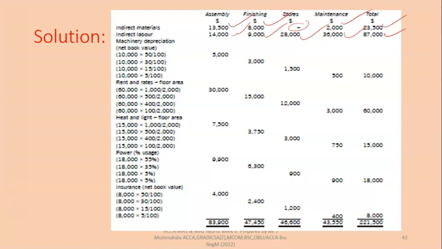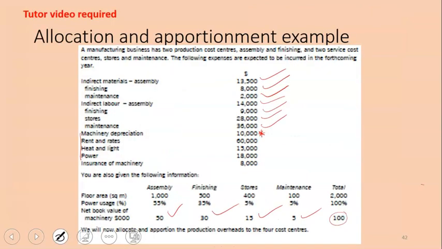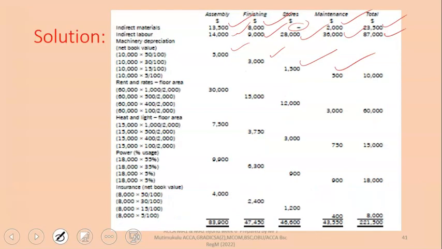We do the same for the finishing department. That's 30 over 100 multiplied by 10,000, and we get 3,000. Then for the stores, that's 15 over 100 multiplied by 10,000, and we get 1,500. Then for the maintenance, that's 5 over 100 multiplied by 10,000, and we get 500. And the 5 we are talking about is this one.